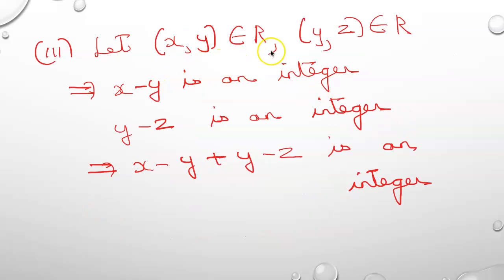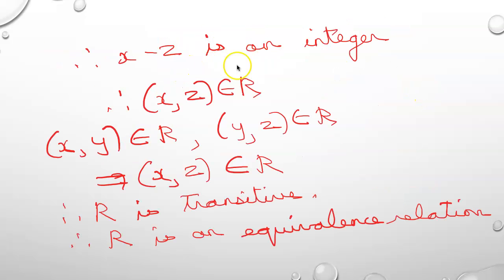Now let (x, y) belong to R, (y, z) belong to R. So (x, y) belongs to R means x minus y is an integer, (y, z) belongs to R means y minus z is an integer. So if we add both, we get x minus y plus y minus z is an integer. What are we trying to prove? That (x, z) belongs to R. So we have x minus z is an integer, that means (x, z) belongs to R. So we have proved that (x, y) belongs to R, (y, z) belongs to R implies (x, z) belongs to R. Therefore R is transitive. Therefore R is an equivalence relation.